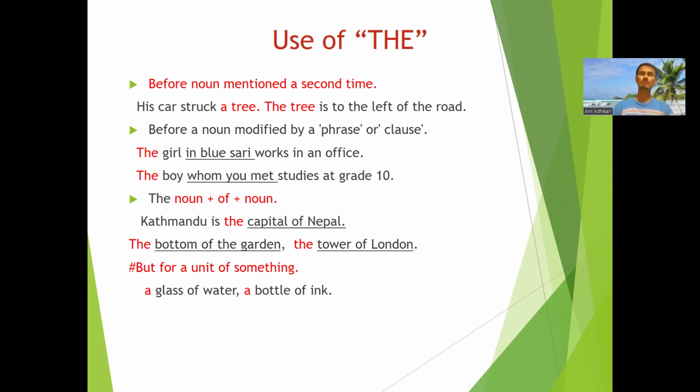But remember, for a unit of something, we use a: a glass of water. If the noun of noun is a unit of something, in that situation we use a. Be clear about that also. A glass of water, a bottle of ink, etc.